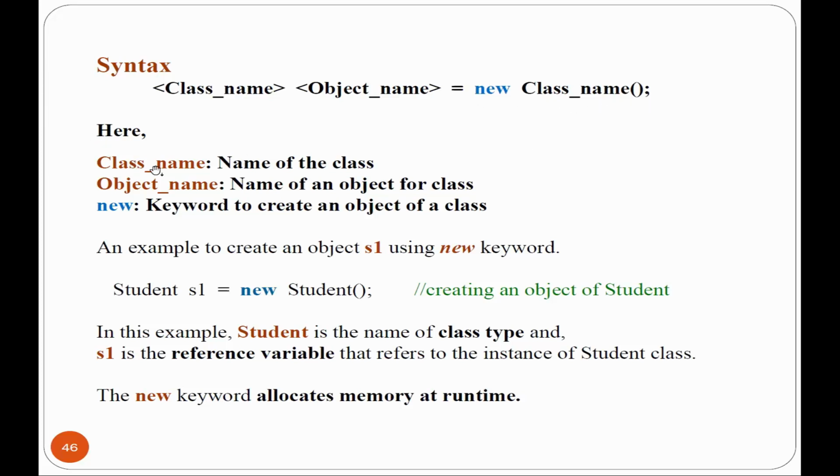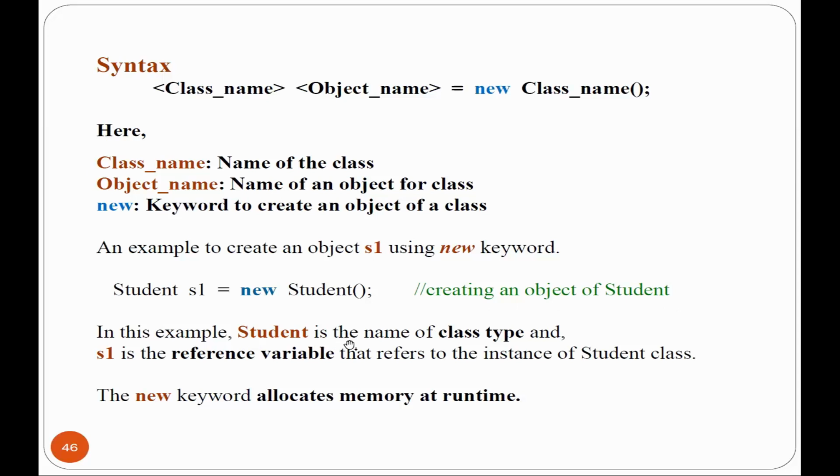So here class name means the name of the class, object name means the name of an object for the class, and the new keyword is used to create an object of a class. An example, to create an object S1 using the new keyword: student S1 = new student(). So this is the way to create an object for the class.